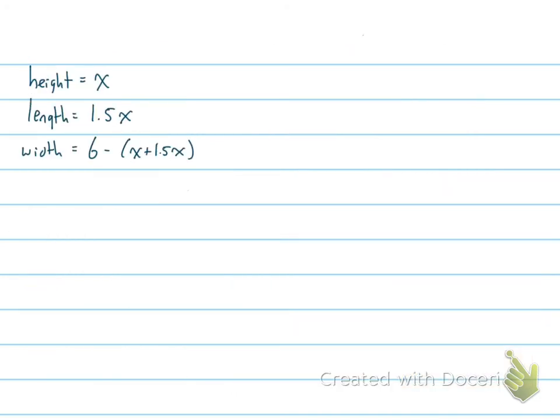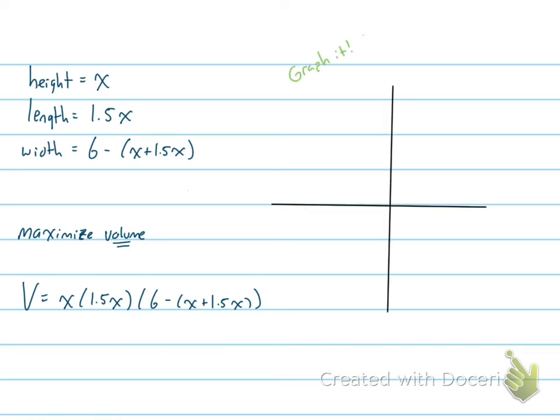So moving on here, I have my important information. If I'm trying to maximize volume, let's think about what a volume equation is. Volume is your length times your width times your height. So I'm going to write all my terms in x values here. This is the equation that I'm going to end up graphing. So if I graph this, putting it into my graphing calculator, I get something that looks like this.